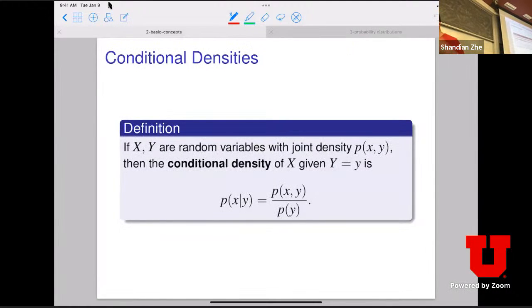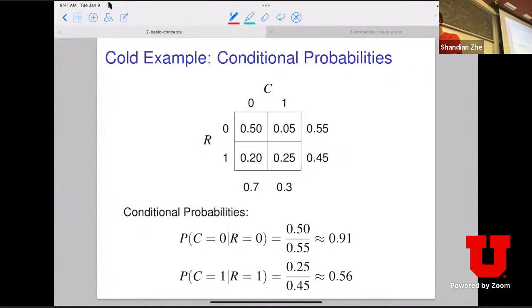Also, given the joint density, we can define the conditional density. The conditional density is defined as the joint density divided by the marginal density. So P of x conditioned on y is calculated by dividing the joint density by the marginal density we are conditioning on, P of y. Again, we can follow this table to compute the conditional density. I'm not going to go through this because it is relatively straightforward.